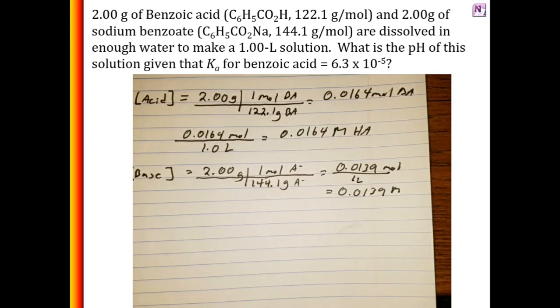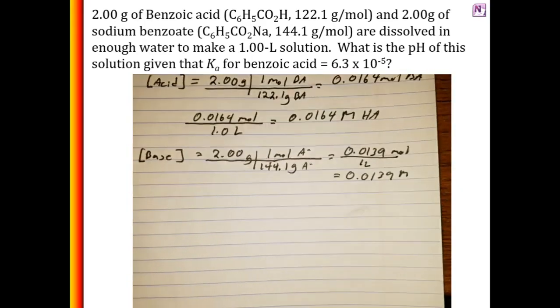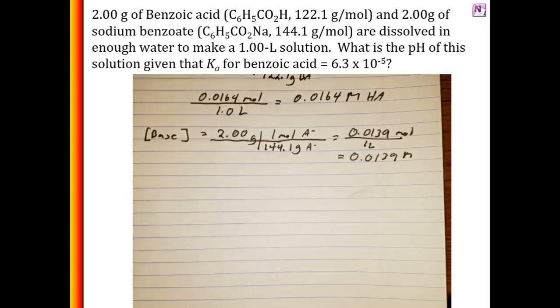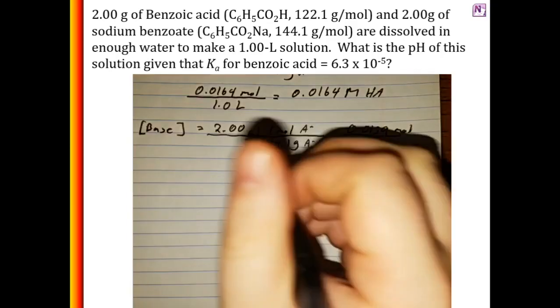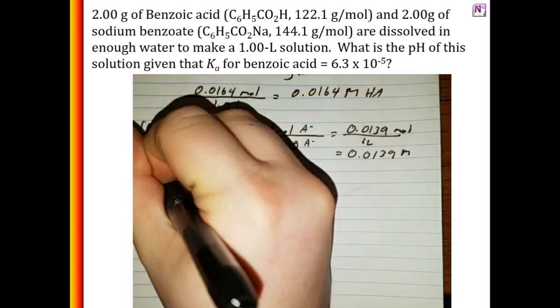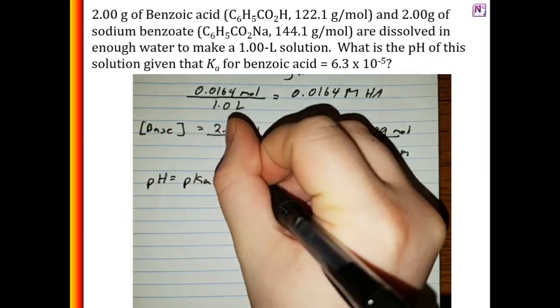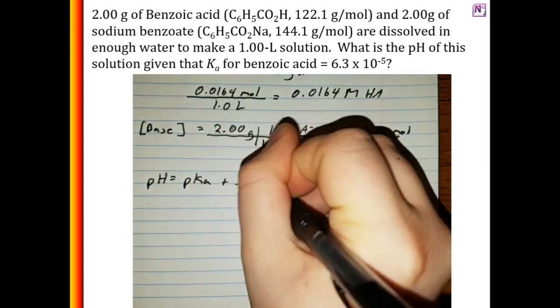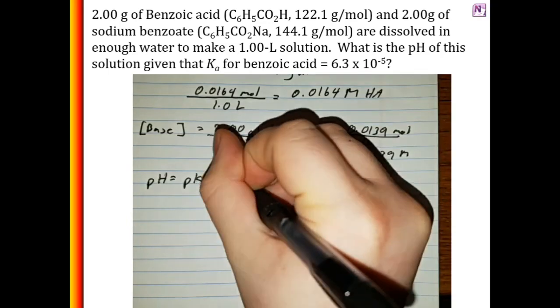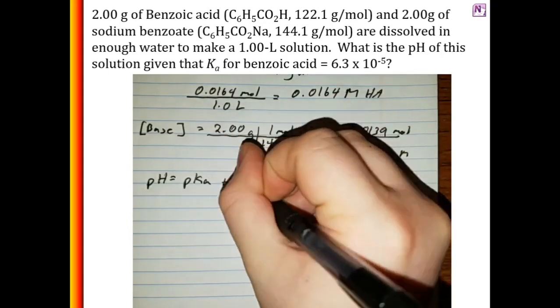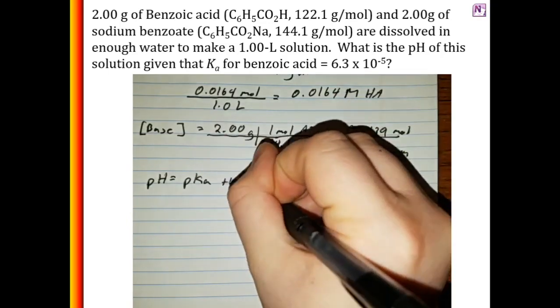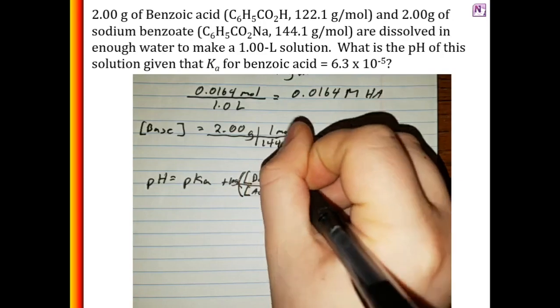Okay, so now we have our two concentrations. So the only thing left to do is to plug these into our Henderson-Hasselbalch equation and calculate the pH, since that's what we're being asked for. So we'll say the pH is equal to the pKa plus the log of the concentration of the base over the concentration of the acid. Sorry, that's a little bit sloppy there, but hopefully you can tell what it is.